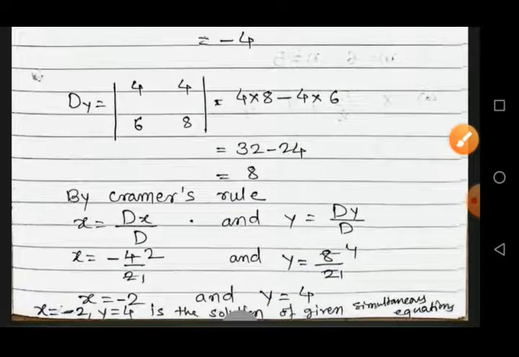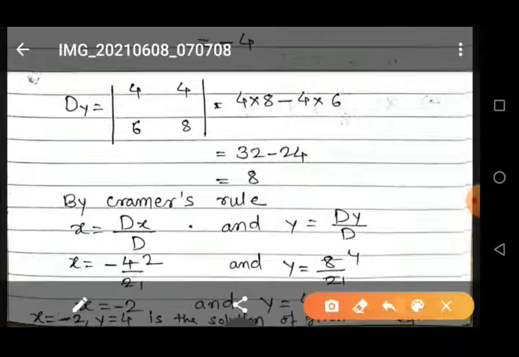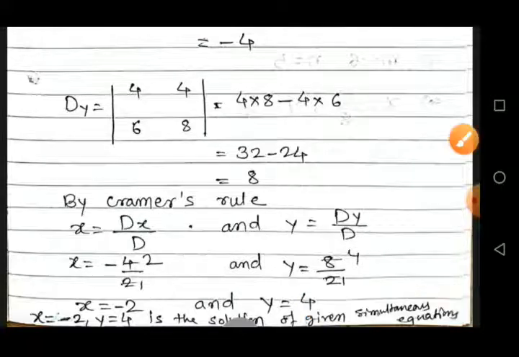Write down by Cramer's rule the formula: x is equal to Dx upon D and y is equal to Dy upon D. Substitute the values in their proper places. X is equal to minus 4 upon 2. 2 2s are 4, minus 2. Minus 2 is the value here. To the right side, y is equal to Dy upon D. Y is equal to 8 upon 2. That means 4. 2 4s are 8.